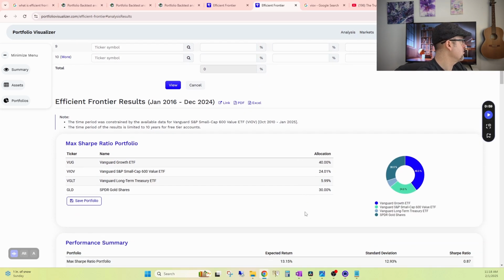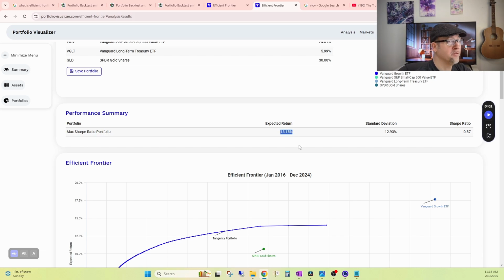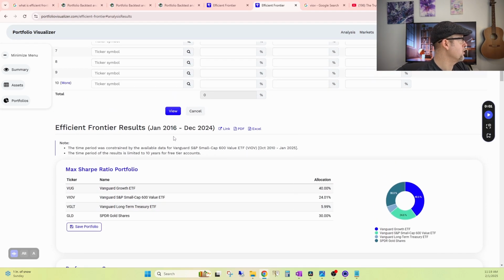So the value growth ETF, small cap value 600, long-term treasury ETF 6%, and then gold 30%. So it wants us in large caps and small caps, and then a little bit of long-term treasuries. Okay, and then our expected return is much higher than the other one. But again, let's remember that date. This is going by a lot less data.